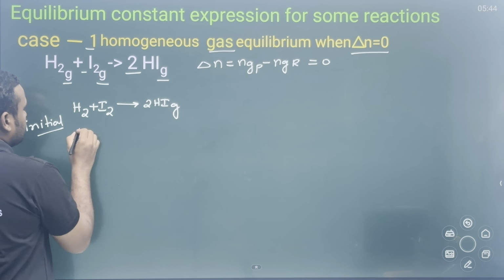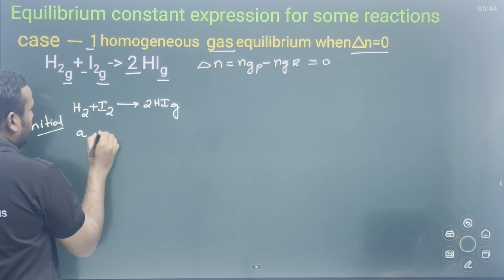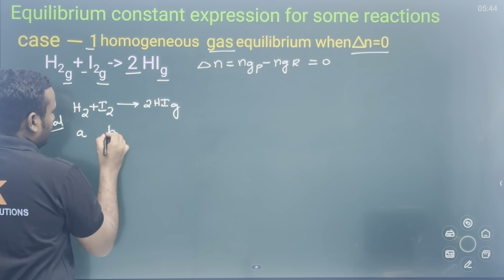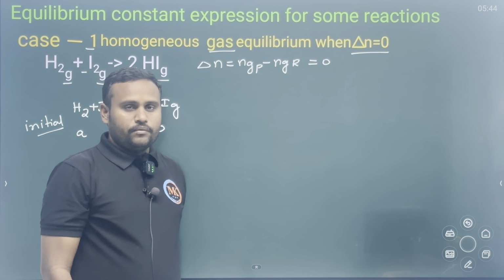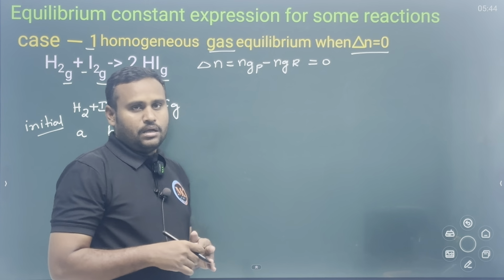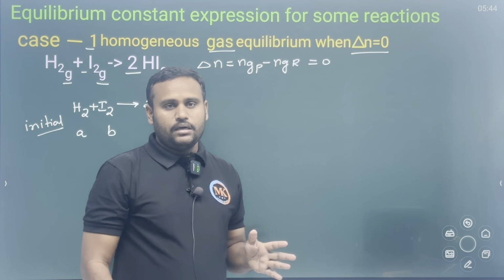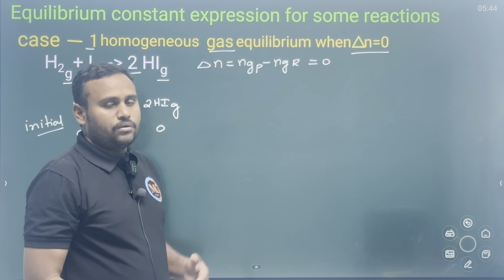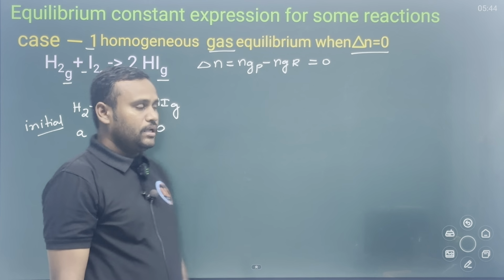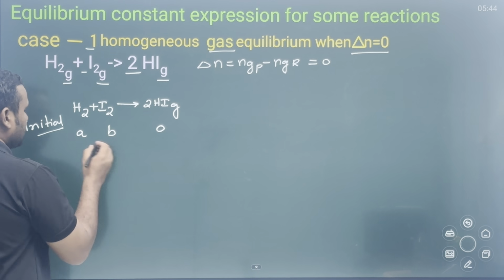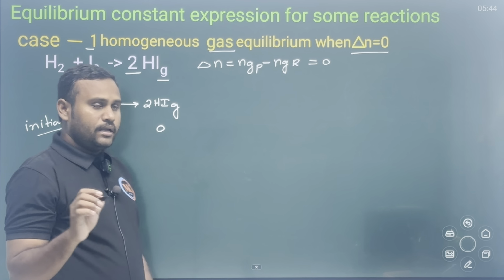So here what is the H2 concentration? We are going to take a, I2 concentration we are going to take b, and HI concentration we are going to take as 0, which means we are going to start with the reactants only, but we are not at all taking any products. So now here the forward reaction is going to take place to attain the equilibrium.